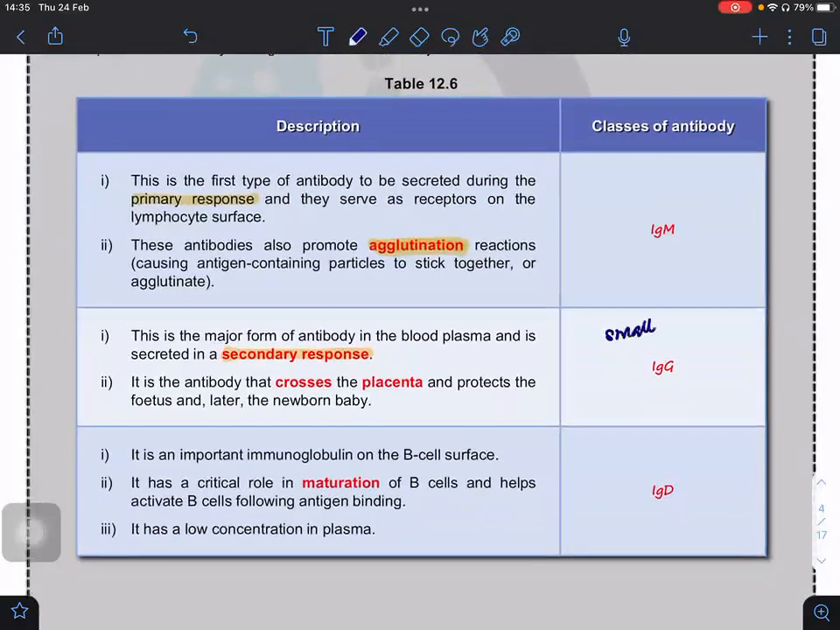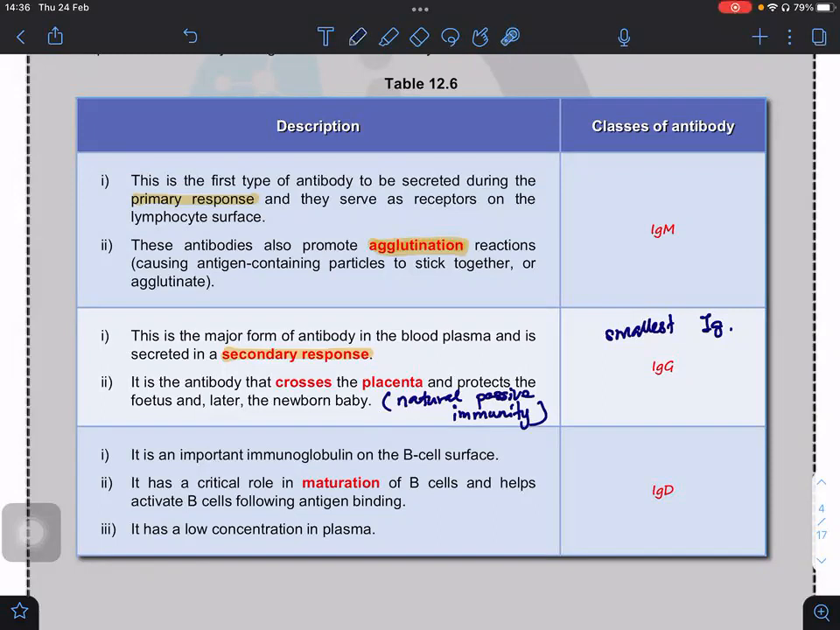are the smallest immunoglobulin antibody. Okay, they are smallest. So therefore, they can cross the placenta and protect the fetus and later the newborn baby. So this one we say is a natural passive immunity. So next subtopic, we're going to talk about natural versus artificial, passive versus active immunity.